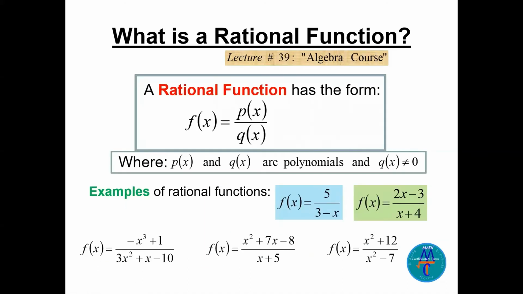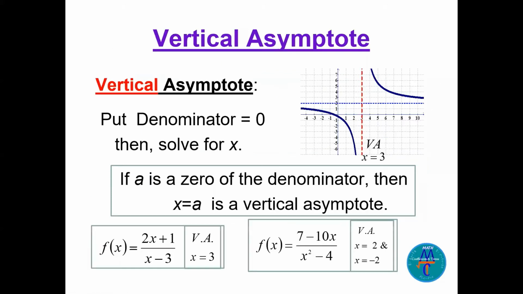What is a rational function? This is lecture number 39 in the algebra course. And by the way, lecture 39 was the last lecture in the algebra course. A rational function is when we have a division of two polynomials, so p of x divided by q of x. Here I put 5 examples. See, 5 over this over this, simple, complicated, different degrees, different powers. All of these are 5 examples of rational functions.